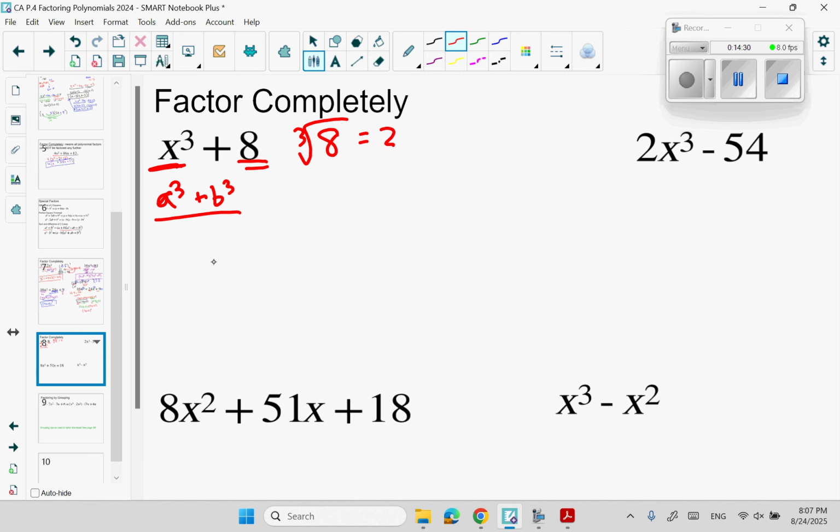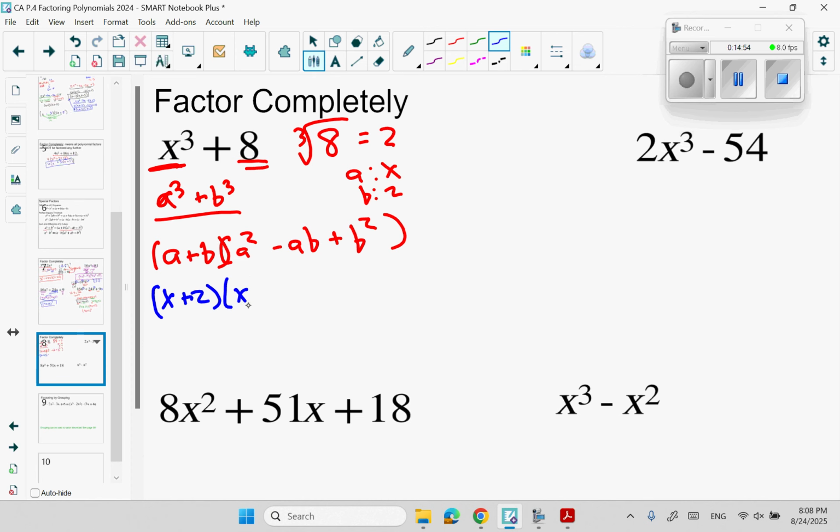So that's going to give me, let's see, a plus b, a squared minus ab plus b squared, where my a term is going to be x, because that's what's being cubed. And my b term is going to be 2, because 2 cubed gives me 8. Everywhere there's an a, I can plug in an x. Everywhere there's a b, I'm going to plug in a 2. So I get x plus 2, x squared minus 2x plus 4. And that's actually as far as I can go.